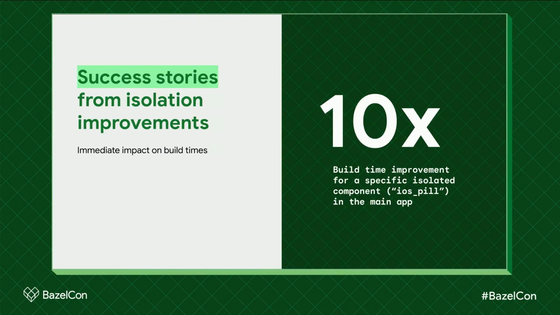Looking back again at the example of iOS PIL in our iOS project, where we made drastic improvements over the year to the rebuild target score, we could see a more than 10x improvement in build times whenever PIL or related targets were changed compared to before, which is a huge impact in terms of build times.